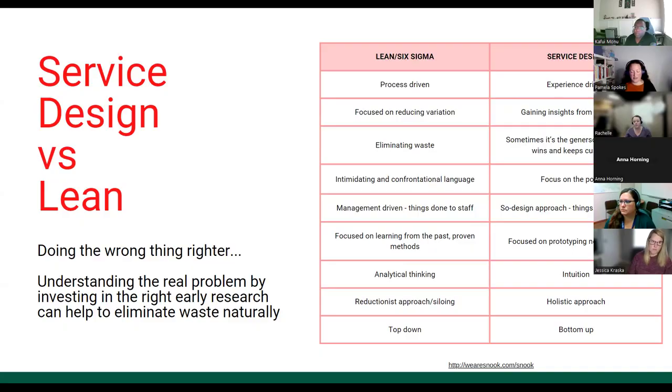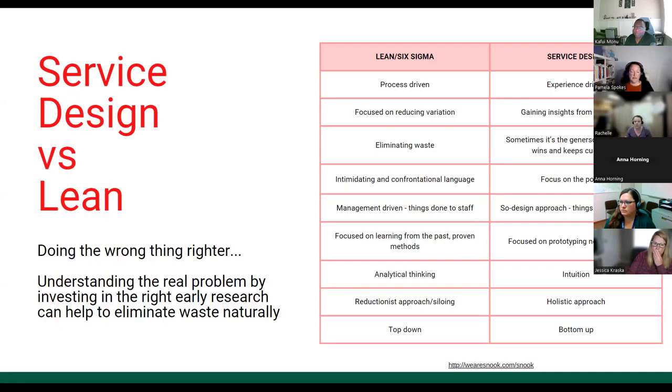So, it's again management driven, things done to the staff. We're going to change this process. We're going to move this along. We're going to do it like this, versus the co-design approach, things done with people. So there are many ways in which lean and service design work together.